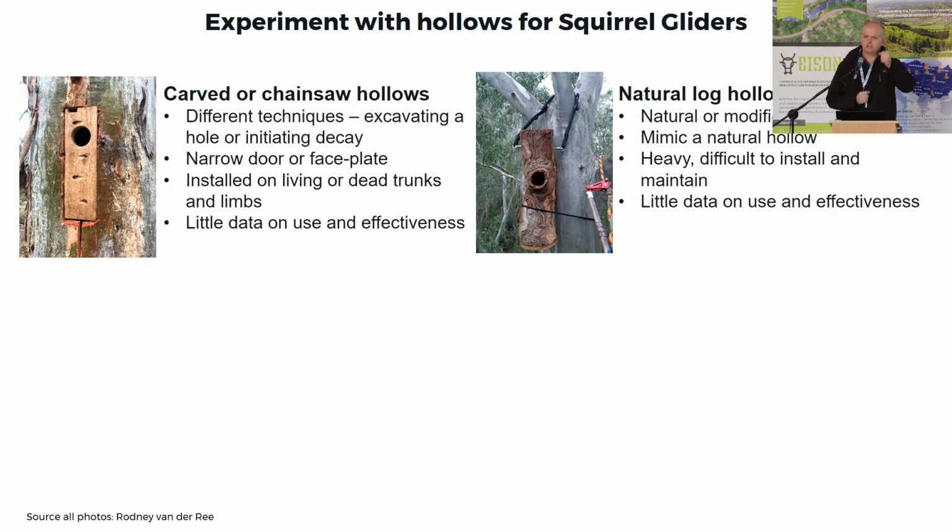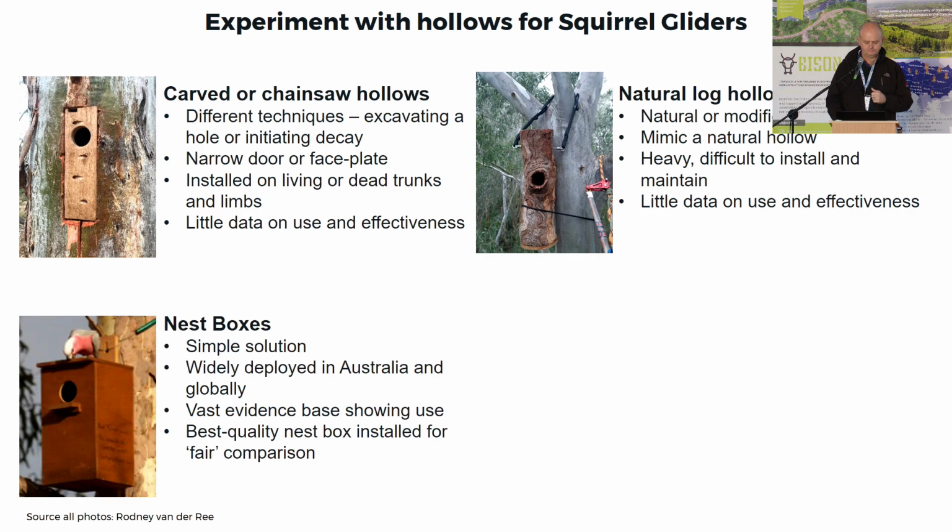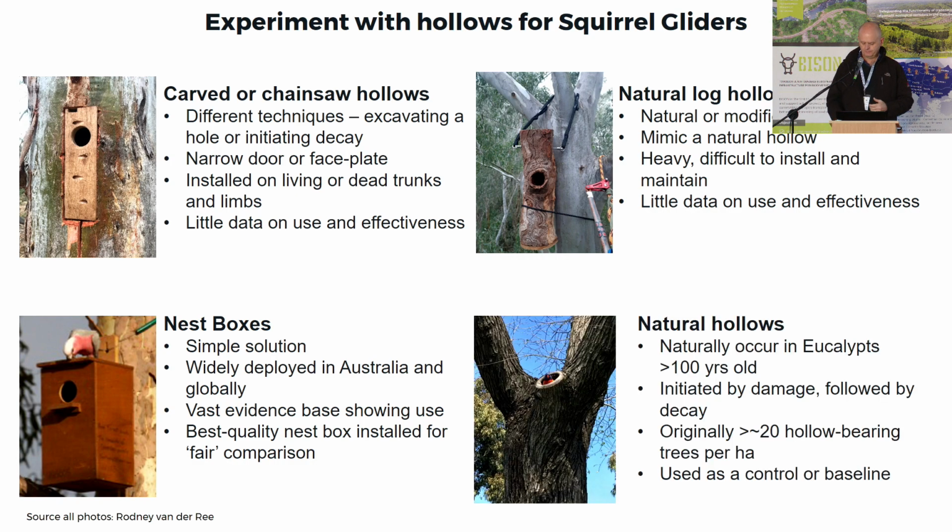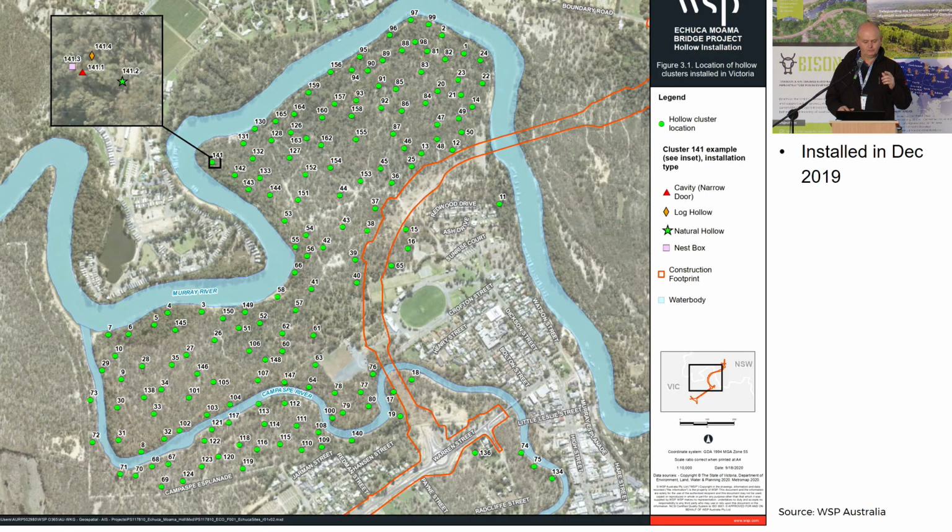So this is what a carved hollow looks like. Basically you cut an excavation in the tree, then you put this door in there. There's a couple of different ways of doing it, but this is the approach we took. The salvaged log hollows, standard nest box, and a natural hollow. We selected or installed these in clusters of 4. So each of these green dots represents one cluster of each of those 4 different hollow types.